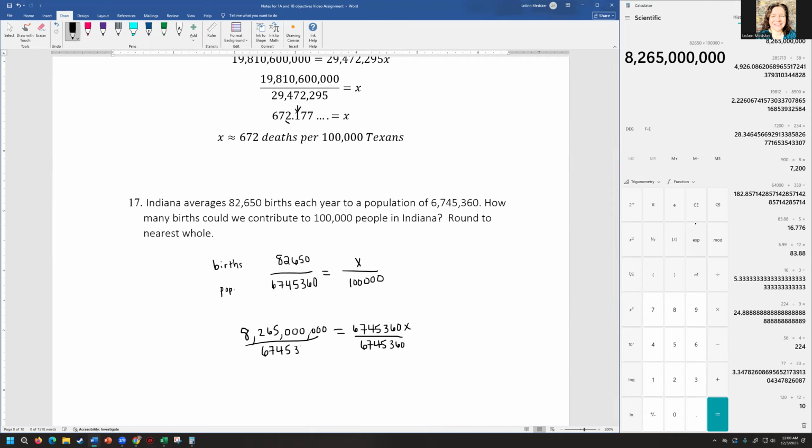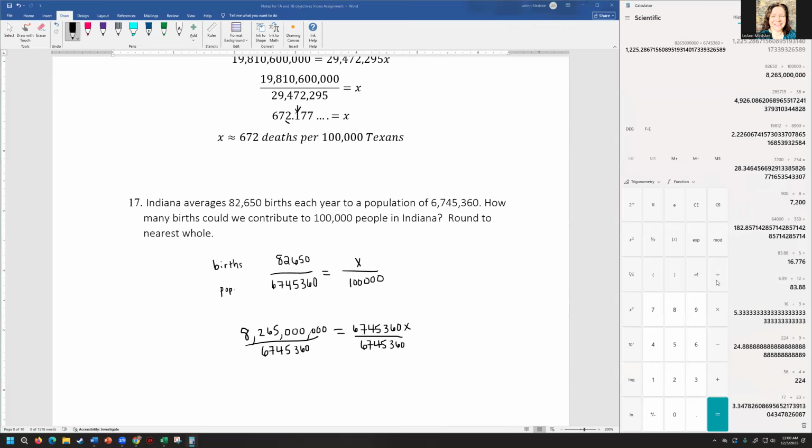And we're going to type that in on our calculator. So I have 8,265,000,000 divided by 6,745,360. And we're rounding to the nearest whole. I have 1225. I'm going to write this out to a few decimal places first. 0.286... Rounding to the whole means round to the ones place. The 5 is in the ones place. There is a 2 behind it. A 2 is not a 5 or bigger, so it cannot bump that up.